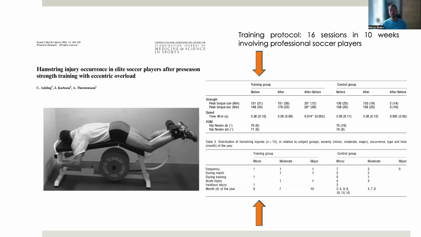This is a motivation because flywheel training can be considered a valid alternative to, for example, the Nordic hamstring exercise or any other eccentric based exercise for the hamstrings. In this specific study, after 16 sessions of resistance training with a flywheel curl, the training group increased the peak torque in concentric and in eccentric. They obtained some other adaptations, but the main one was an increase in strength in both concentric and eccentric contraction, and also a reduction in the incidence of hamstring injuries compared to a control group.